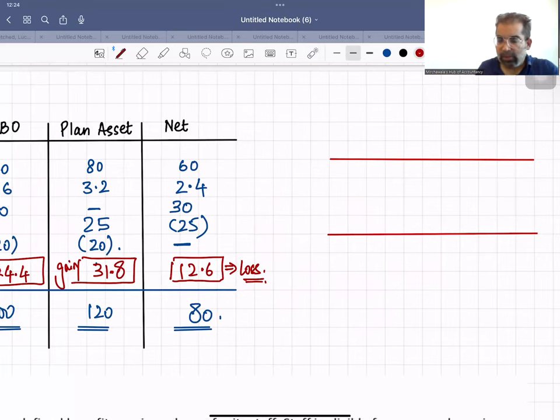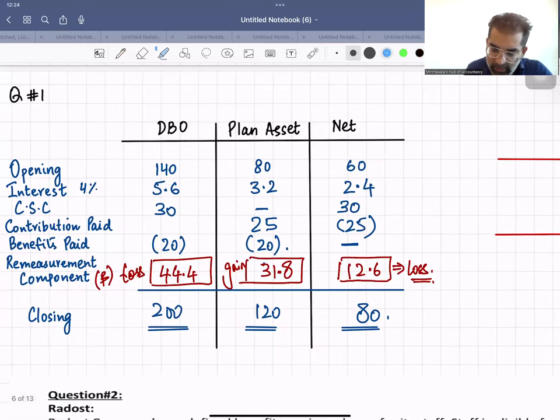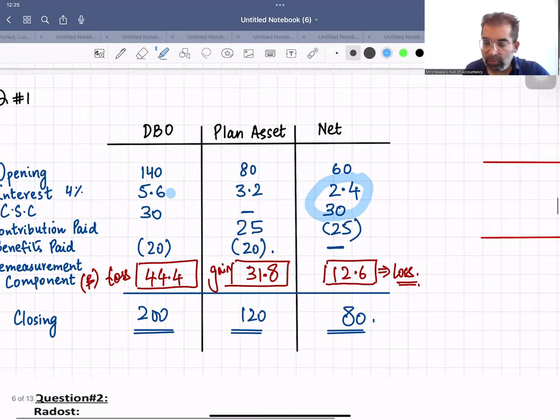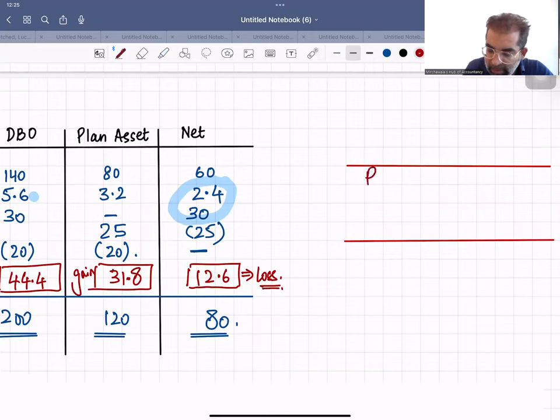Now tell me, which things will go in the P&L? This interest income and interest expense. Obviously, this is the net interest expense of 2.4, because at one end there is an interest expense and on the other end an interest income. Then 30 is your current service cost. These two numbers will go in P&L, and these two are expenses. So 30 plus 2.4 is 32.4. So I'll make the entry: debit P&L 32.4.